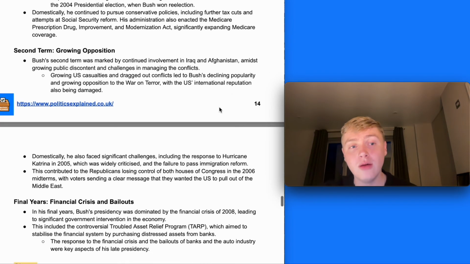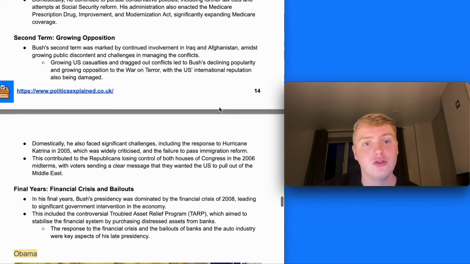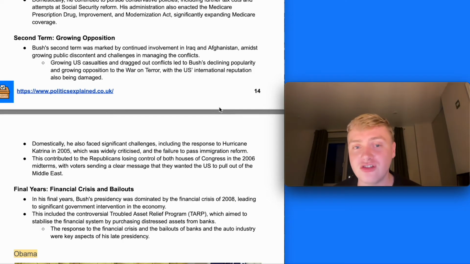And his administration also enacted the Medicare Prescription Drug Improvement and Modernization Act, significantly expanding Medicare provision. In terms of his second term, you saw growing opposition. So it was marked by continued involvement in Iraq and Afghanistan, and growing public discontent and challenges in managing the conflicts. So growing casualties and dragged out conflicts led to his declining popularity and growing opposition to the war on terror, especially as the US's international reputation was taking a big hit.